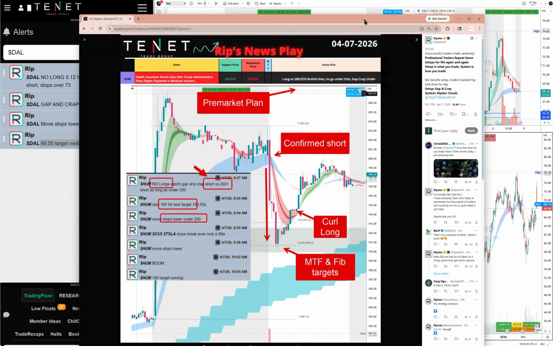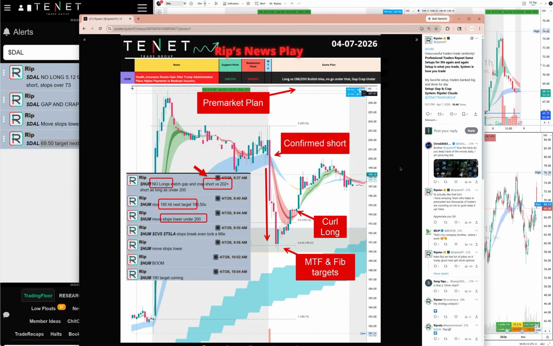Since we're talking about gap and craps, I can also show you some similar setups that we did yesterday. Humana, gapping on huge news. Confirm short here. We took a short, put the stops at 202, told the traders target 195, 190. We hit both the targets. MTF magnet, insane gap and crap.